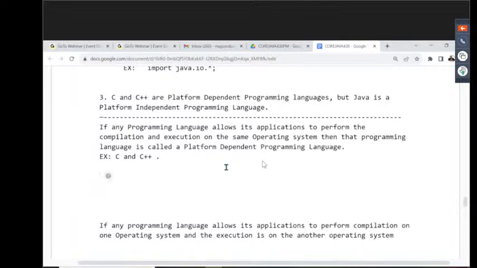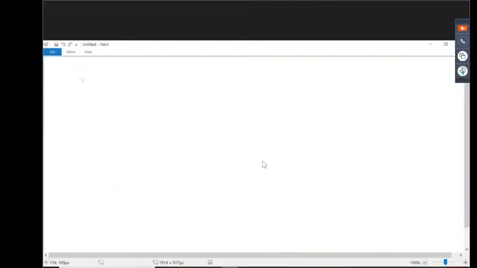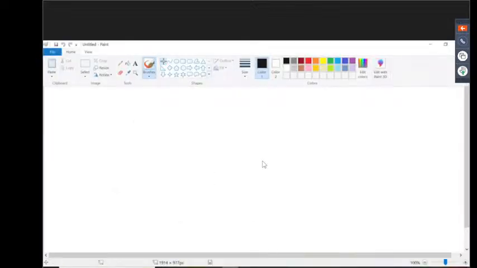C and C++ programming languages are platform dependent programming languages. Why? What is the reason for it? That we have to understand. Listen carefully. I want to show it in the form of a diagram.